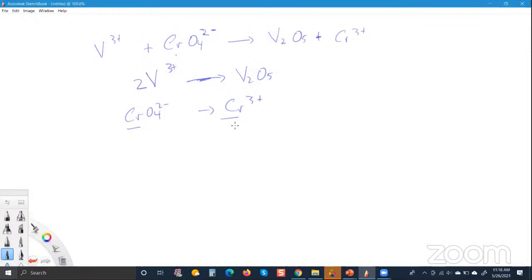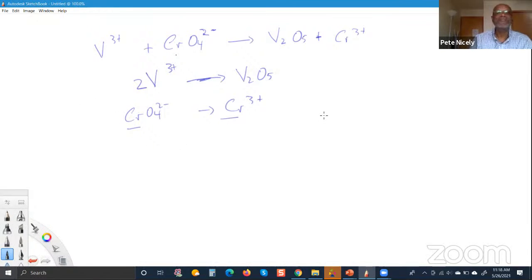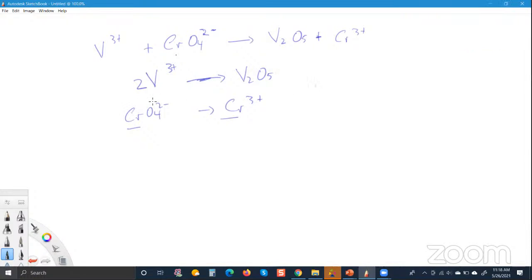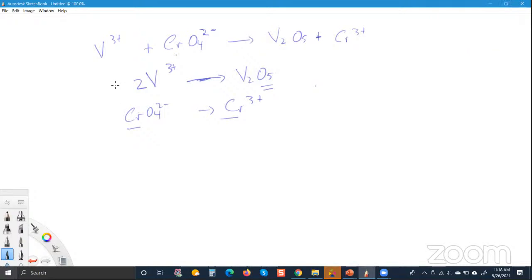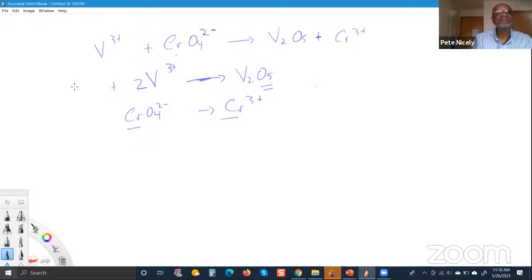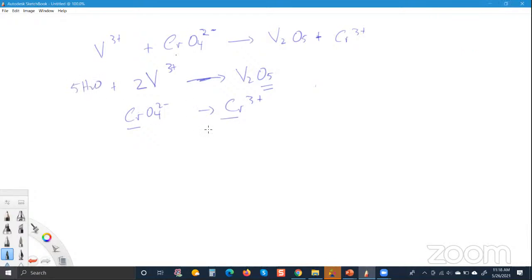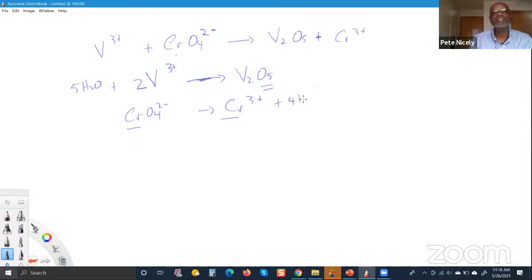Balance oxygen. Okay, so what does that mean for the first half equation? You have 5 oxygens here, right? So what do you do to balance it? Add H2O. Yeah, how many? 5. 5 water molecules, exactly. And then for the second half equation, you're gonna add 4 to the right side. Exactly, 4 water molecules to the right. Okay, very good. What's the next step?